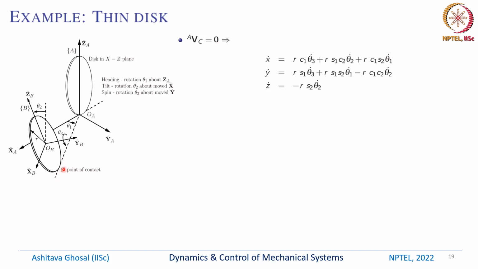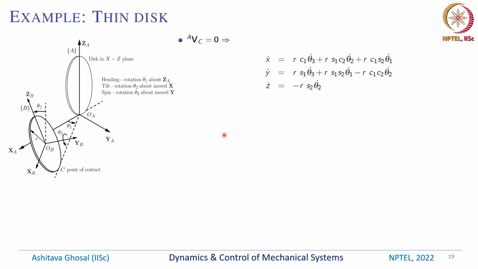The constraint that the velocity at the point of contact is 0, which implies it is rolling without slipping, can be written in terms of x dot, y dot, z dot. The coordinates x, y, z are the coordinates of the center of the disk, and we can find out the velocity of this point from x dot, y dot, z dot plus omega times r. We know what omega is from R dot R transpose. Omega is in terms of theta 1, theta 2, theta 3, and also the time derivatives theta 1 dot, theta 2 dot, and theta 3 dot.